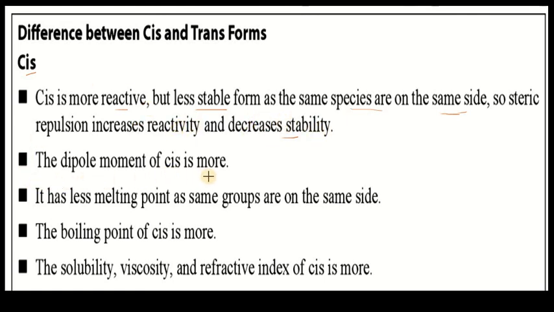The dipole moment of cis is more. It has a lower melting point, as the same groups are on the same side. The boiling point of cis is more. Melting points are less. And solubility, viscosity and refractive index of cis are more. So these physical properties are also different for cis compounds when compared to trans forms.